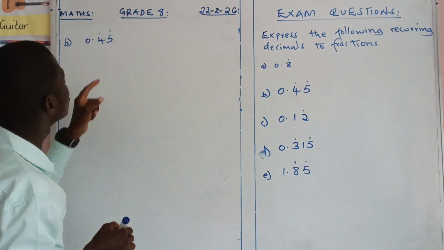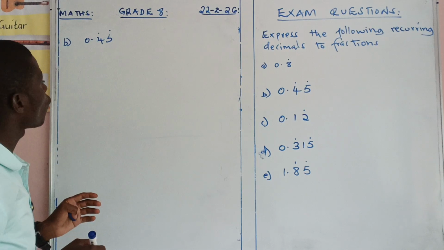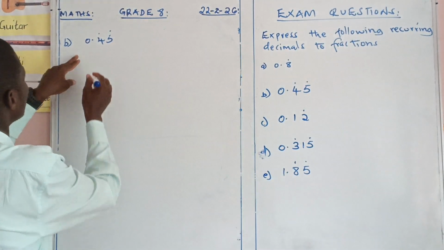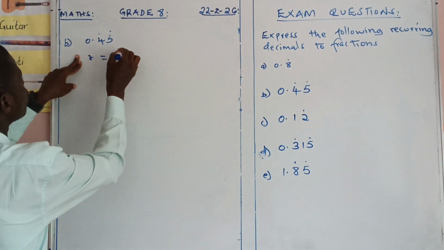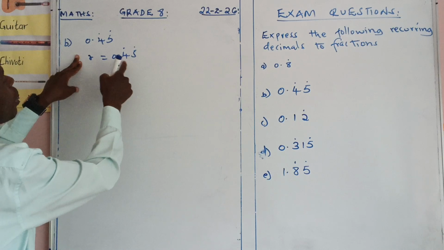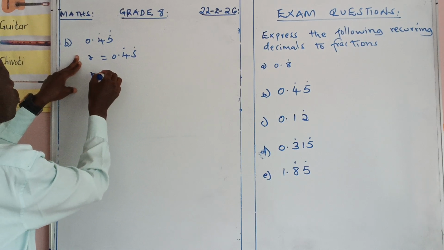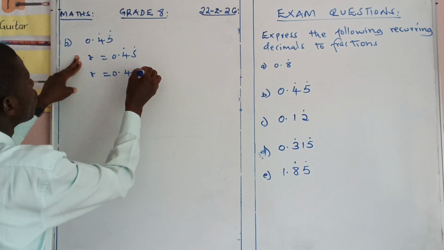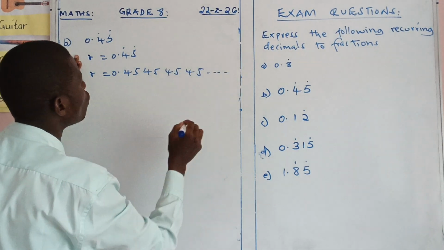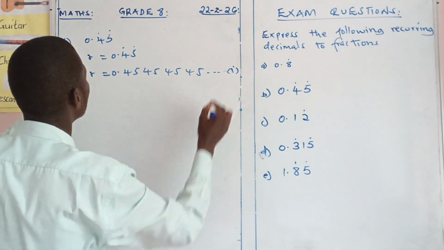0.45. So these two dots on top of 4 and 5 show that 4 and 5 are recurring. So we say that r is equal to 0.45 recurring. Then we write r is equal to 0.45454545, continuing. This is our equation 1.